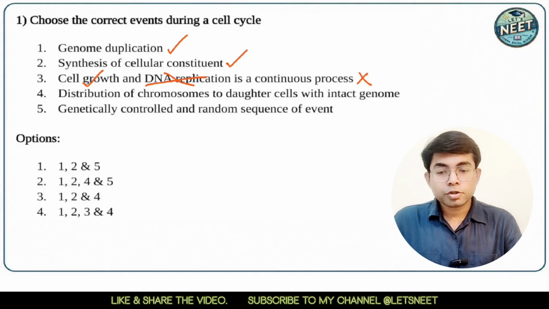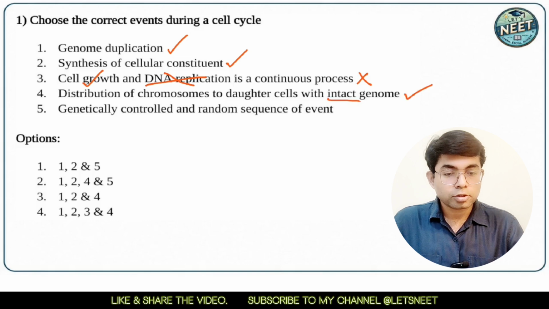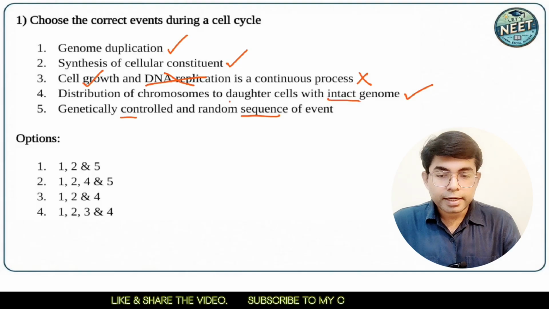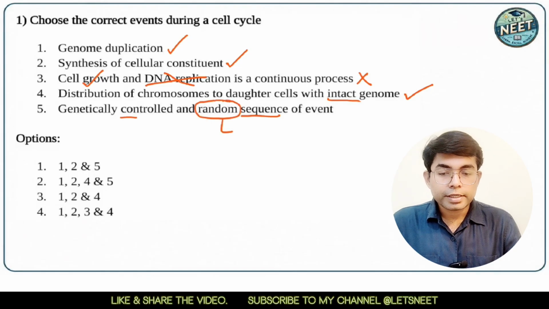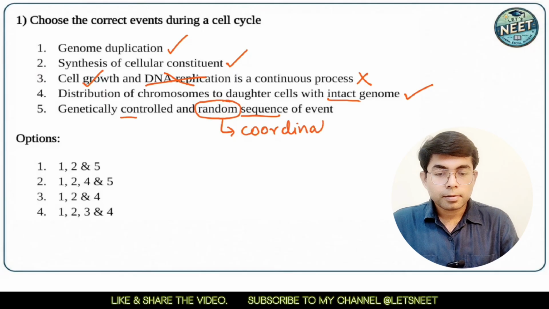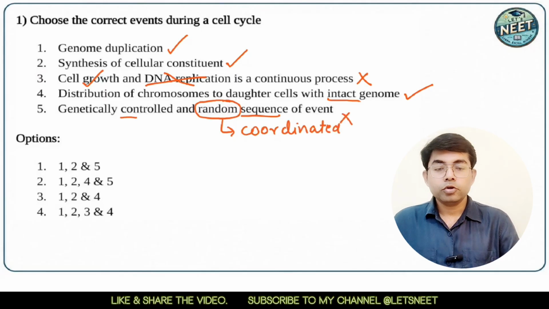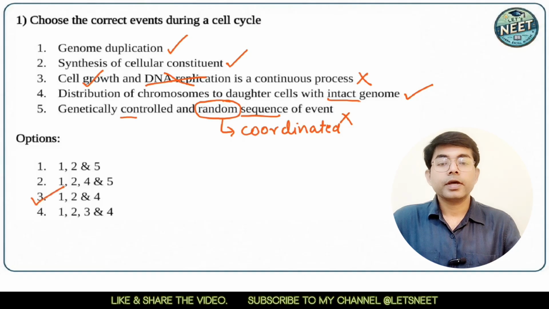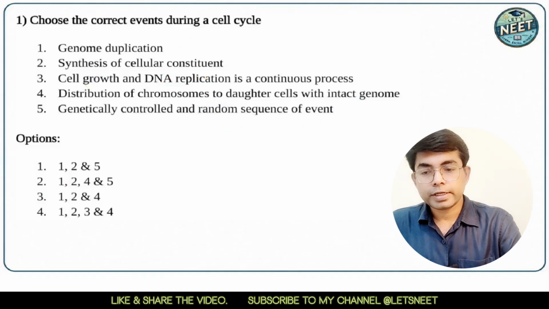Then distribution of chromosomes to daughter cells with intact genome, yes, this is also right. And then genetically controlled events, and it is a random sequence of events. Is it a random sequence of events? No, it is a coordinated sequence of events. So that's why both 3 and 5 are wrong. So 1, 2 and 4 is the correct answer. Let's quickly move to the next question.